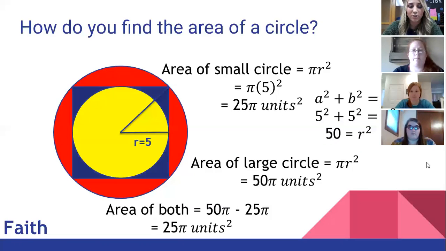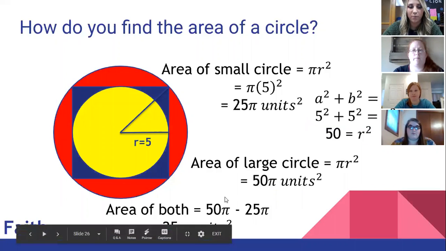Find the area of the larger circle by substituting 50 for r squared into the area formula that we used earlier. Subtract the area of the smaller circle from the area of the larger circle to find the area of the region between the circles. The smaller circle and the region between these circles both have an area of 25 pi units squared. So that is the region for both of the areas.